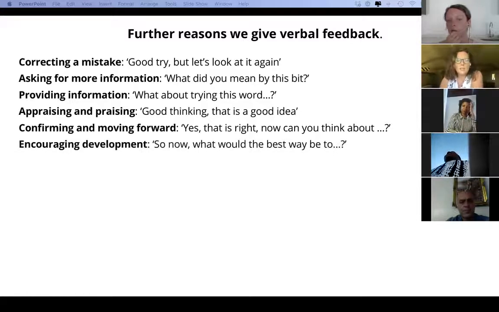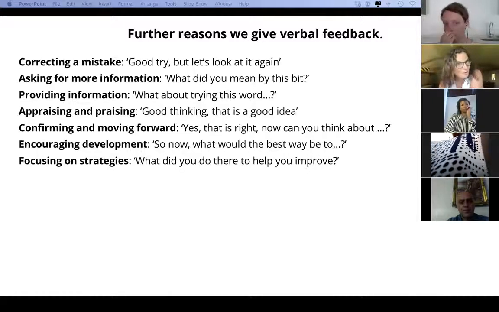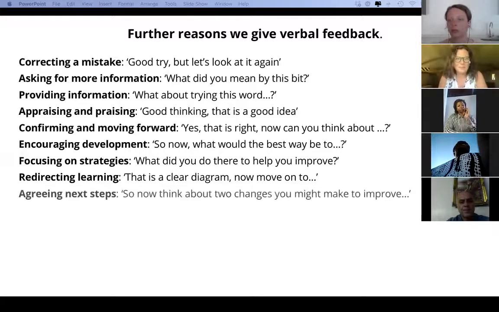Encouraging development. So now, what would the best way be to focus on strategies? What did you do there to help you improve? Bringing the learner back to the skill, the strategy, the technique, whatever it is that they've used that's enabled them to do this good work, or even not good work. We'll come to that in a minute in the lesson. Redirecting learning. So that's a clear direction. Now move on, making sure that the learners keep going on the track that you want. They don't get sidetracked by something else.